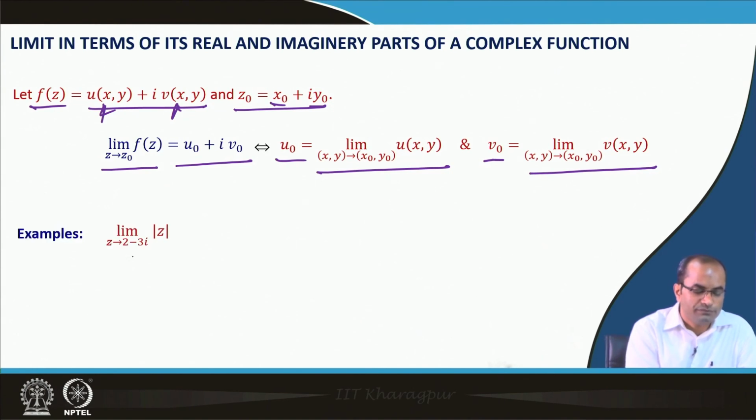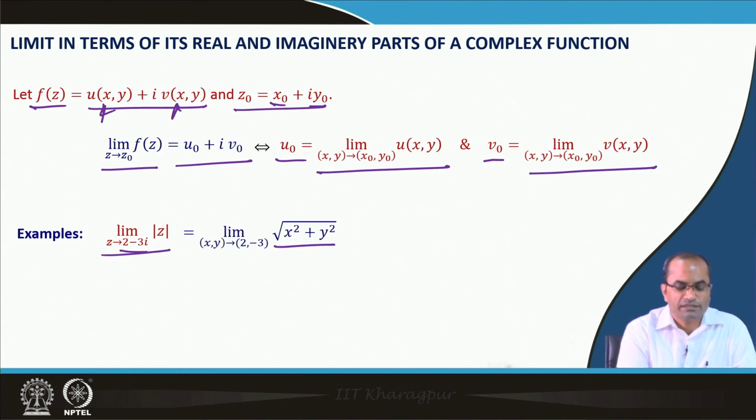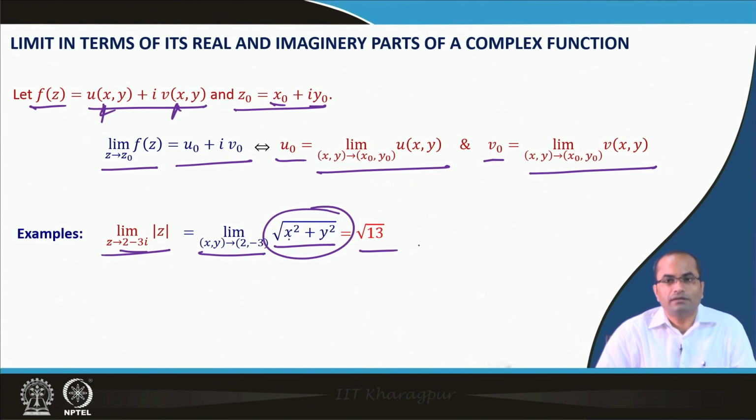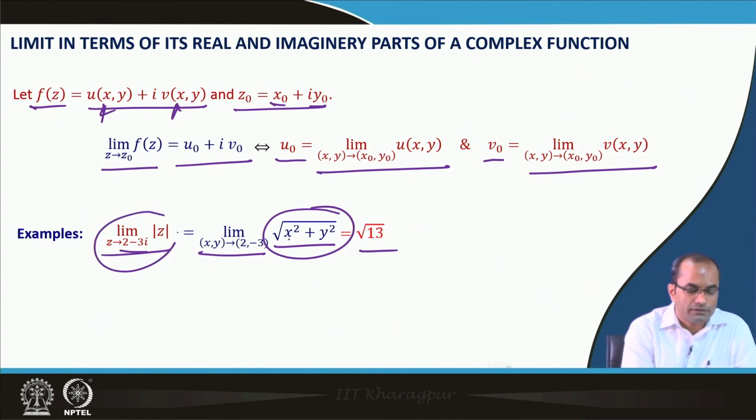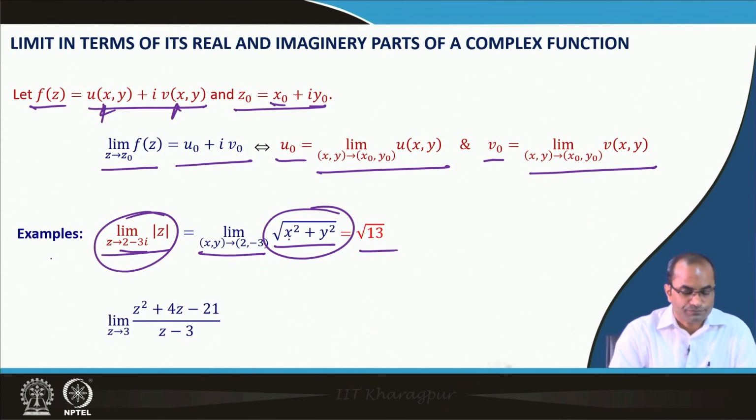For example, suppose we want to get the limit as z approaches 2 minus 3i of the absolute value of z. We know the absolute value of z is the square root of x squared plus y squared. So, this is only the real part, and we just compute what happens when (x,y) approaches (2,-3), which is straightforward. So, 4 plus 9, that is square root of 13, is the limit of the absolute value of z as z approaches 2 minus 3i.